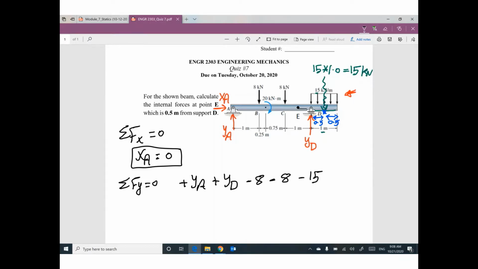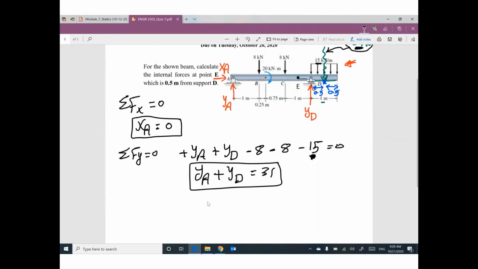I have a good question. Which 15 are you talking about? This one or this one? No, I'm talking about this one. Yeah, I know the same value, but not the same meaning. They are not the same meaning. I'm talking about this 15, this equivalent force, equals 0. If you would like to simplify this equation, YA plus YD equals 31.